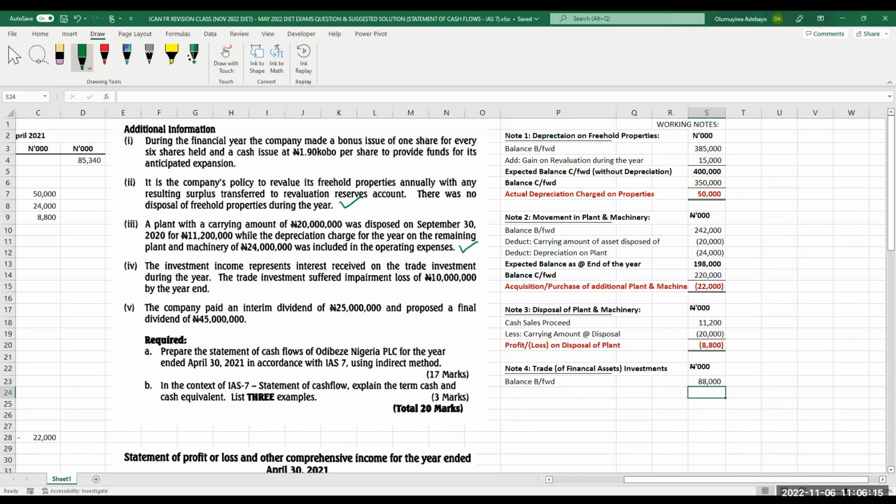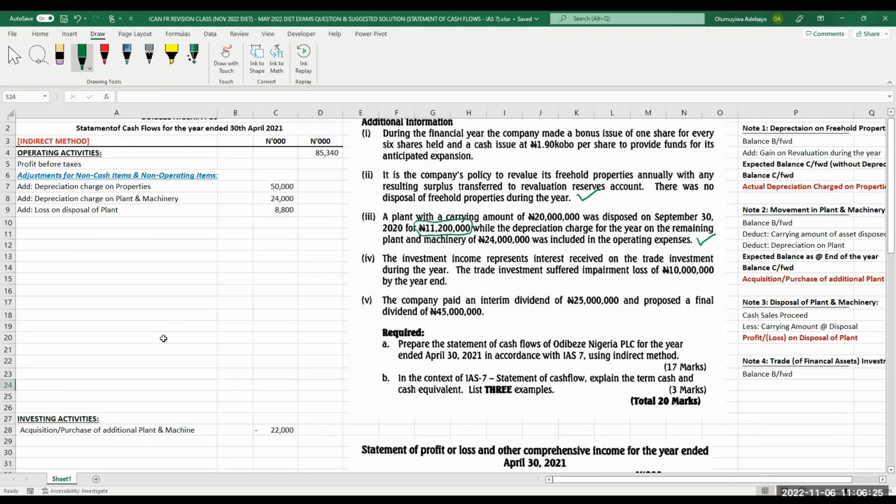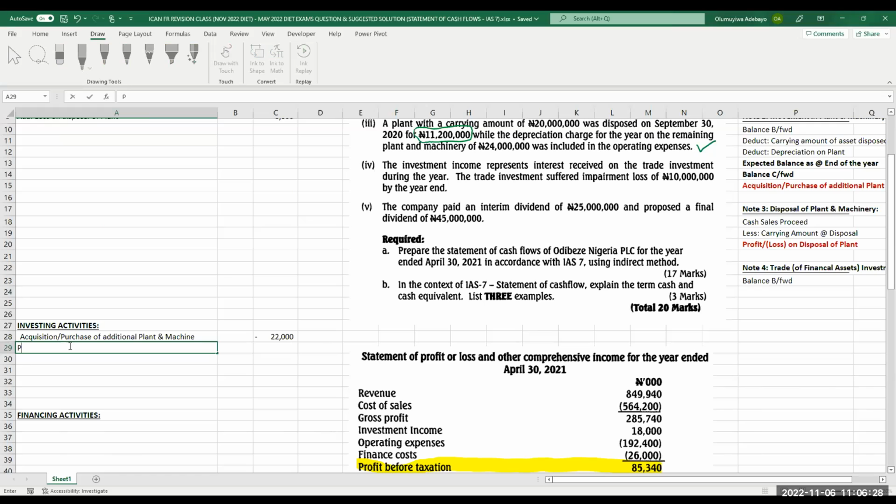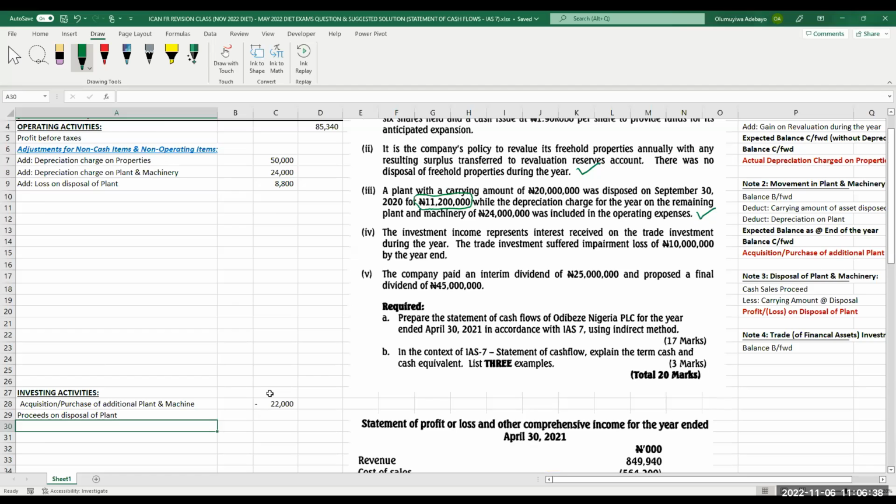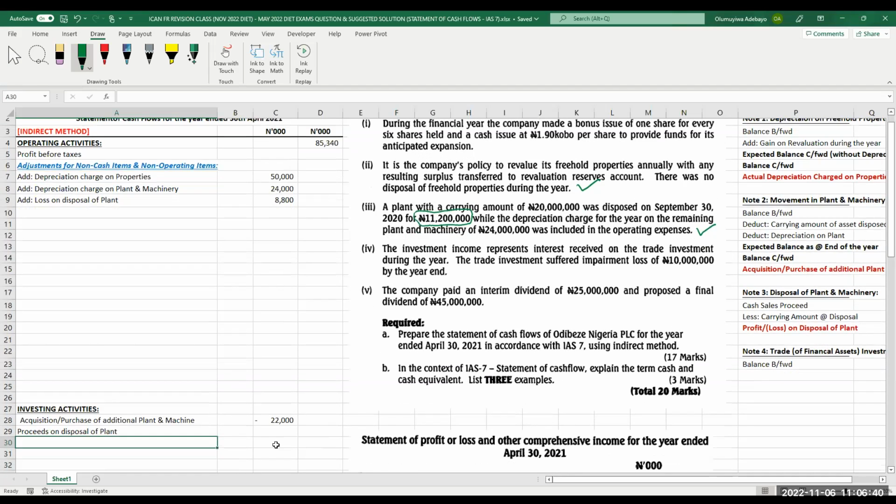The proceed has not been accounted for the disposal. Therefore, we come here, proceeds on disposal of plants. And proceed is an inflow of cash. Therefore, we add that 11,200.